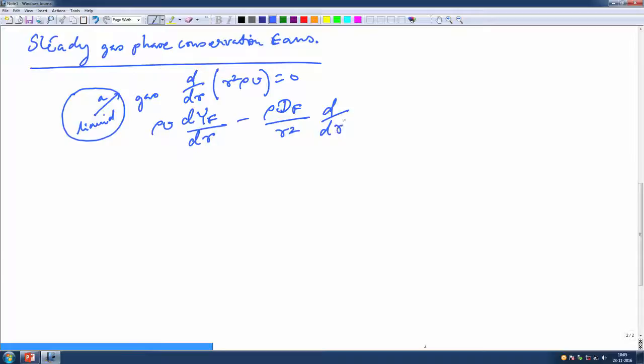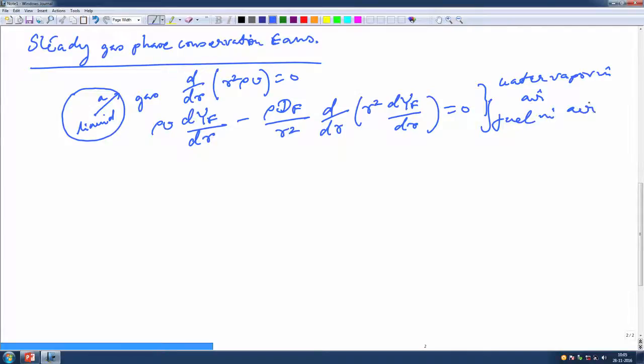The notations are a little bit different because we are writing it in the spherical system. So, this is like, for example, water vapor in air, or fuel in air if you are considering combustion of droplets, and YF is basically the evaporating species. Got it? Okay. This should be clear. So, that is the first equation, that is the species.